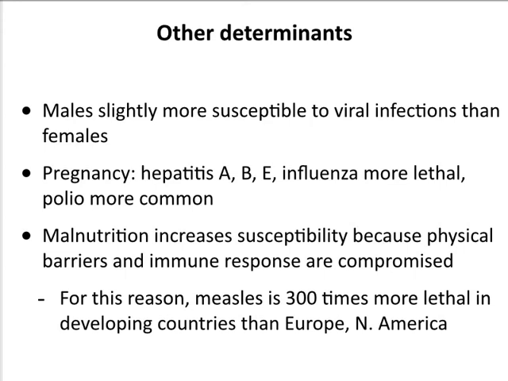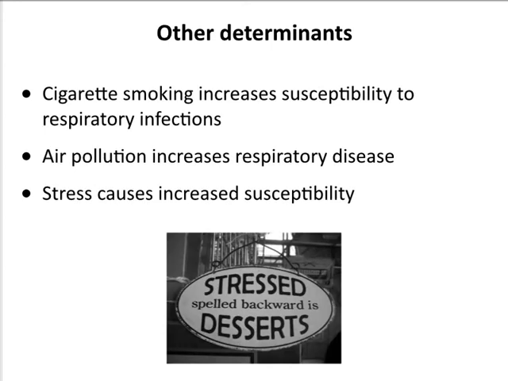Malnutrition is a big one. Measles is 300 times more lethal in countries where children aren't properly nourished. So this somehow influences susceptibility. Again, we don't know the exact mechanisms. Cigarette smoking is very well known to increase susceptibility to respiratory infections, as are air pollution and stress. If you get stress, you're going to get more infections. And again, we don't know why, but it probably has some hormonal interaction with the immune response.